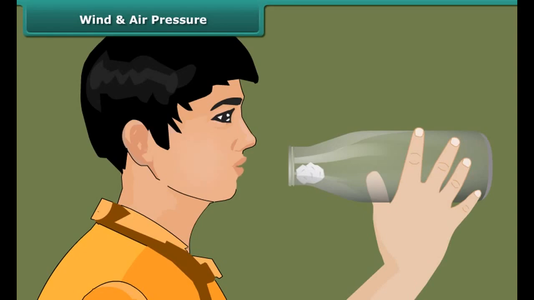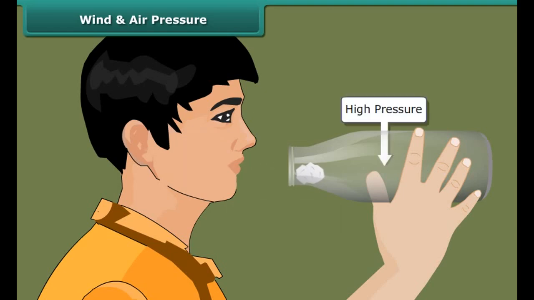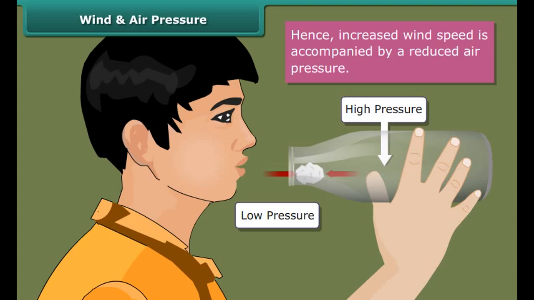Observe carefully. The paper ball is not moving inside the bottle. Do you know why? Actually, when we blow into the mouth of the bottle, the air near the mouth has higher speed. This decreases the pressure there. The air pressure inside the bottle is higher than near the bottle. When we blow the ball inside the bottle, the air inside the bottle pushes the ball out. So, children, we concluded that increased wind speed is accompanied by reduced air pressure.